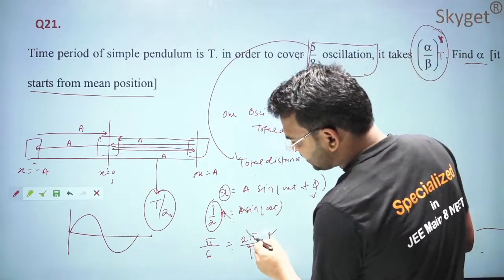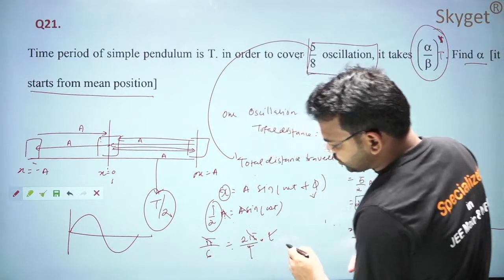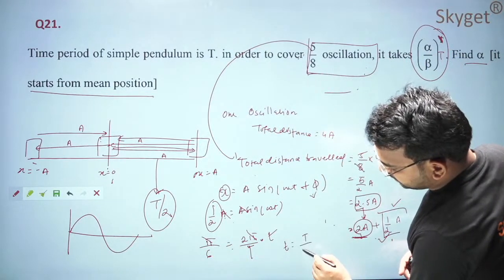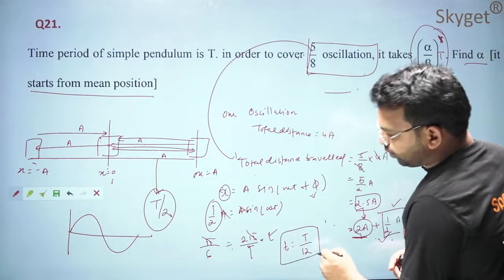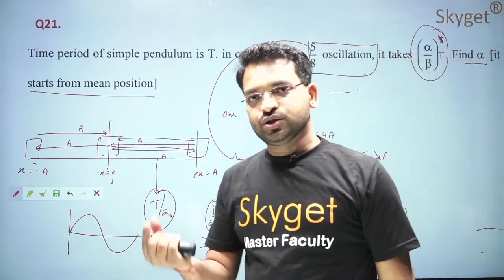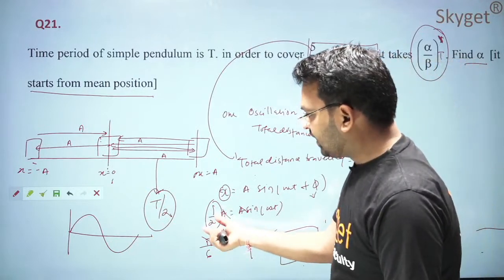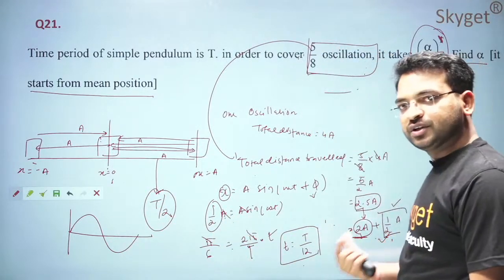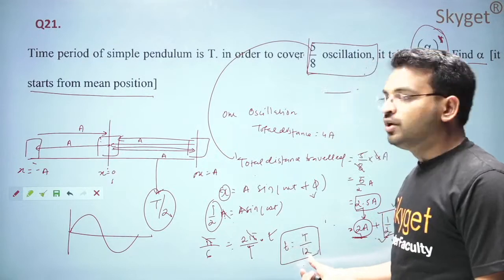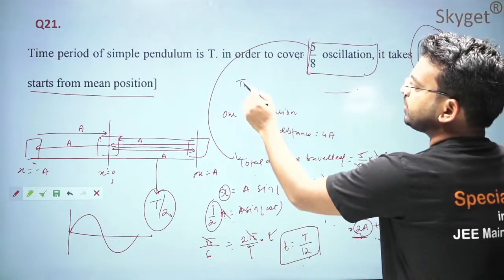You can simplify this equation over here. So the t will be basically t by 12. So for covering 2A distance, you are going to take t by 2, and for covering this much distance, that is half of the distance further, you are going to take t by 12. So can you tell me how much total time you are going to take?